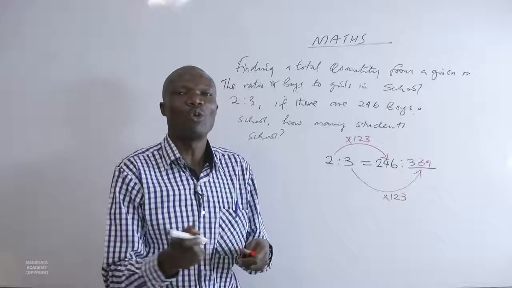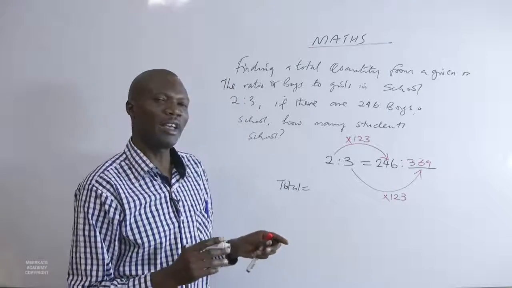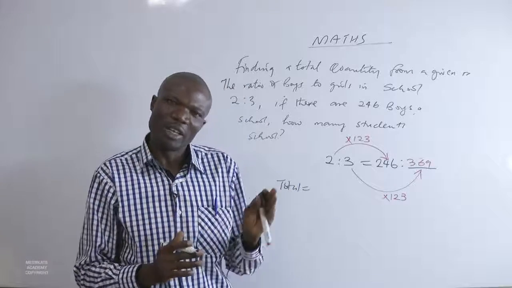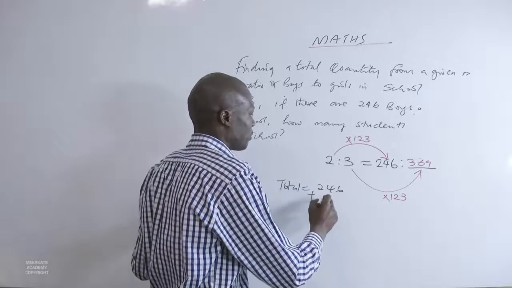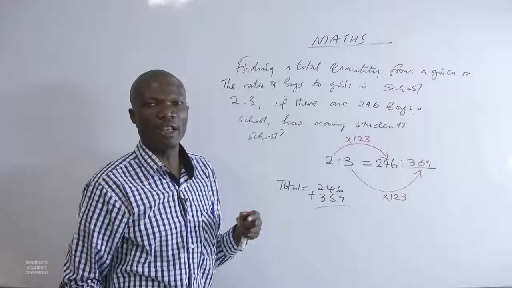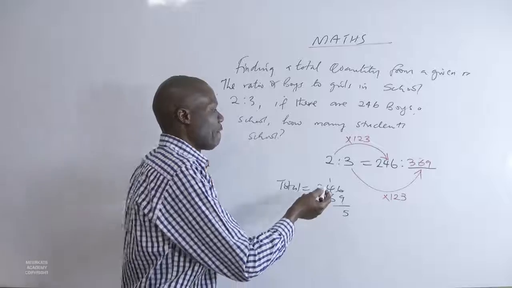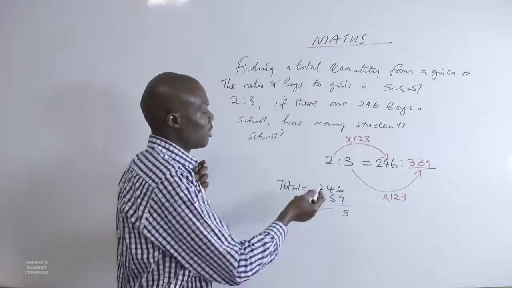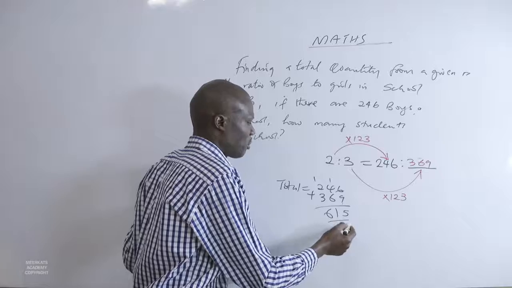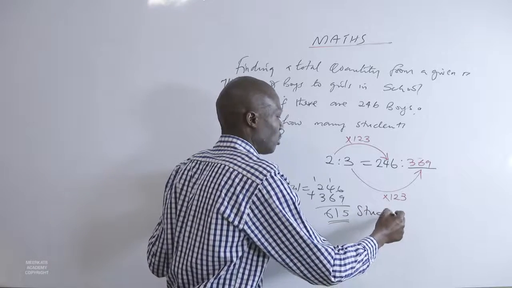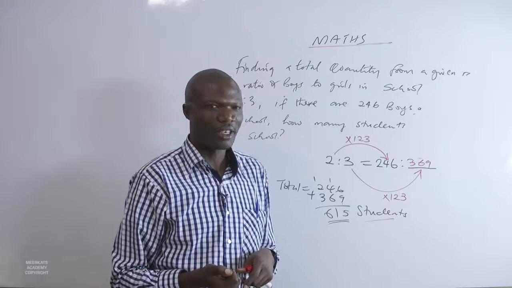Then the question that follows is, what is the total number? And total number here is number of boys added to number of girls, which is what? 246 plus 369. When you add that, 6 plus 9 is 15, write 5, carry 1. This 4 and 6 gives us 10 plus 1 is 11, carry 1. 1 plus 2 is 3, 3 plus 3 is 6. Total population of students in school is 615.